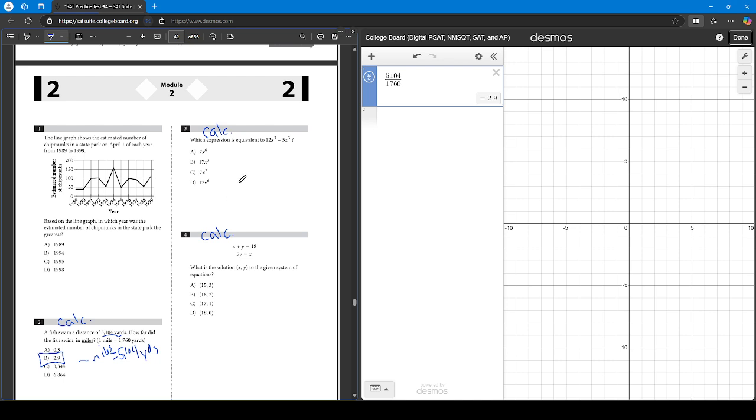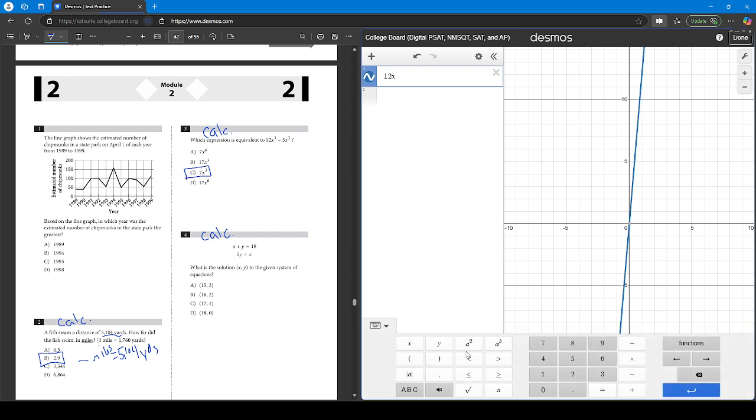Question number 3, which expression is equivalent to 12x cubed minus 5x cubed. You don't necessarily need the calculator for this because they have the exact same variable with the exact same exponent. So you could just say 12 minus 5 is 7x cubed, right? But you could check that on the calculator by looking at the graphs.